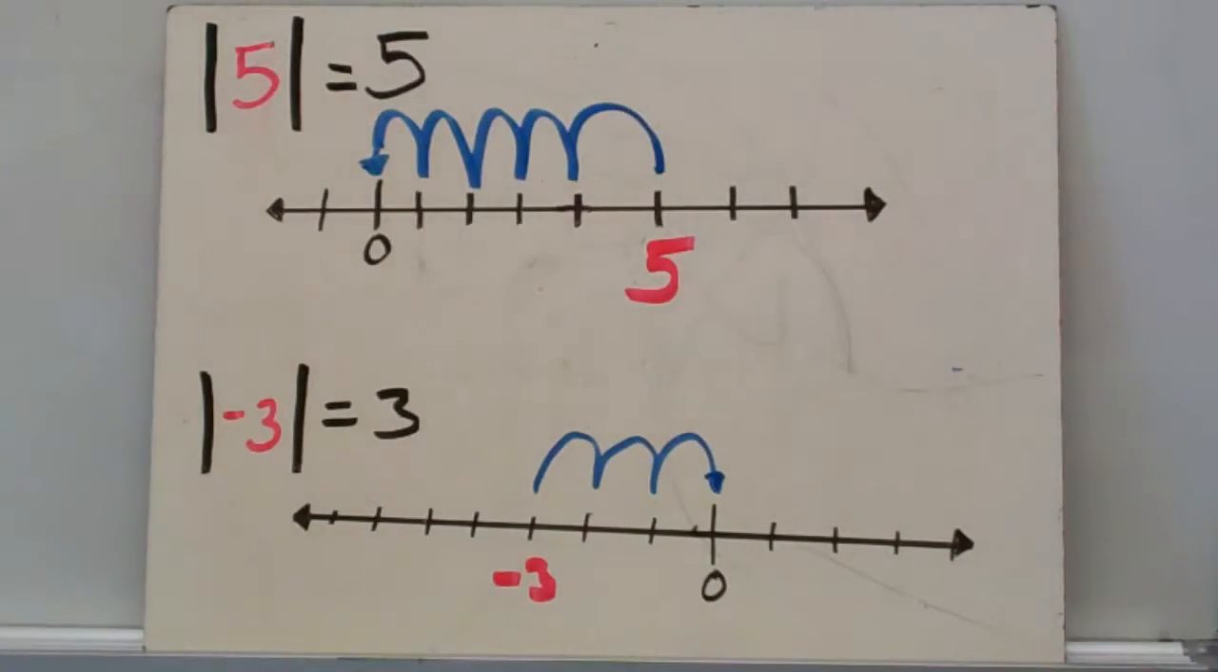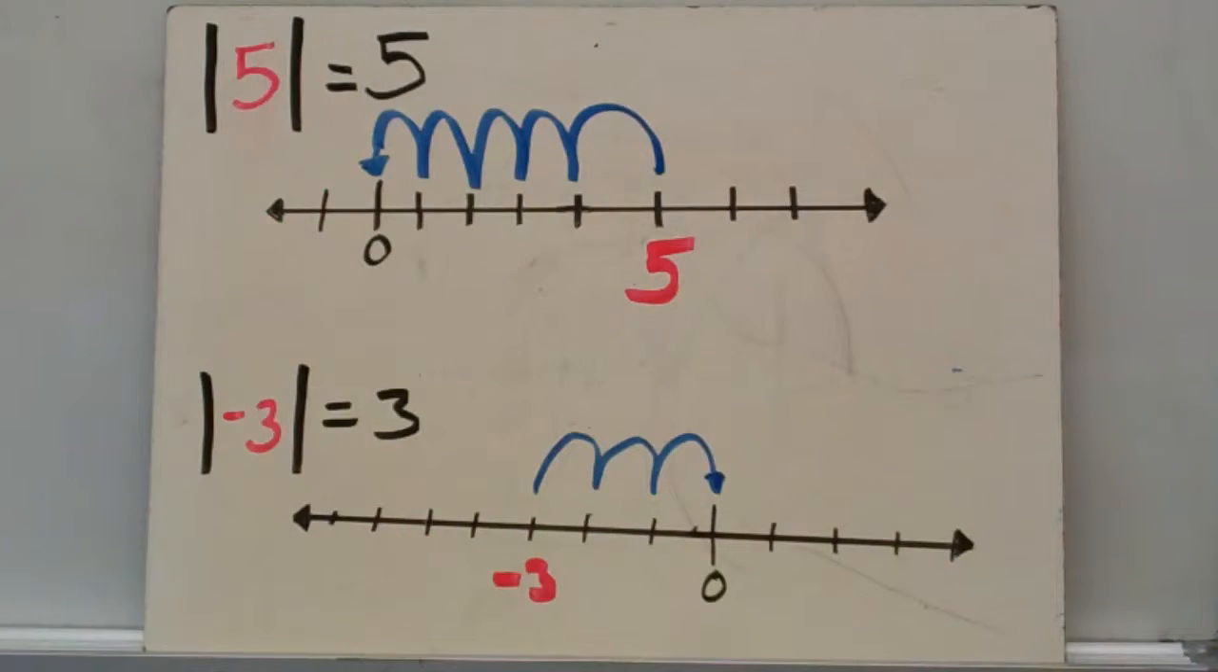We will start off with the absolute value of 5. So on a number line, we will start off at 5, and we want to see how many spaces away from 0 it is. So we'll count down from 5 to 0. 1, 2, 3, 4, 5. So the absolute value of 5 is 5 spaces away from 0, so the absolute value of 5 is 5.